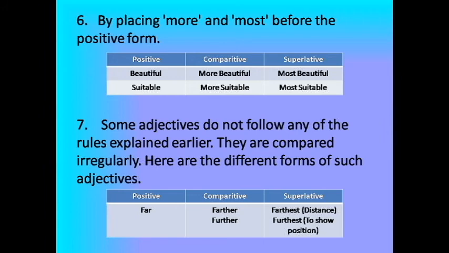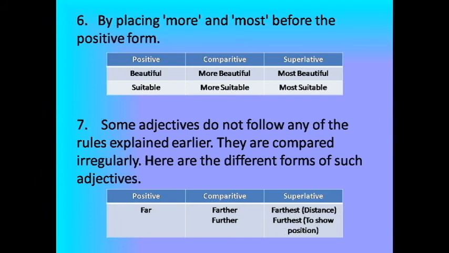We can also make comparative and superlative forms by adding more or most before the positive form of the adjective. For example, beautiful changes to more beautiful in the comparative degree by adding more to the positive degree adjective. And it changes into superlative degree by adding most to the adjective in the positive form, that is, most beautiful. The other example is also of the same kind. Suitable changes to more suitable by adding more in the comparative degree, and it changes into most suitable in the superlative degree by adding most.